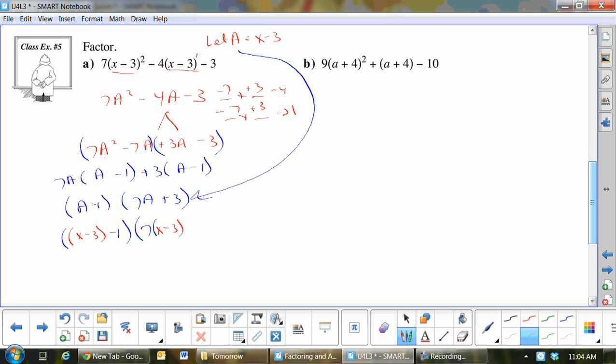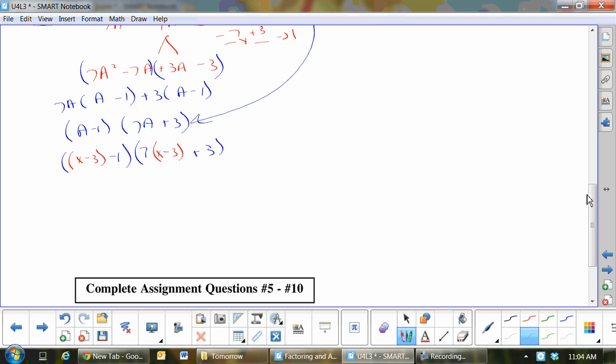Oops. I want to make this red too. Plus 3. Okay? So I started with the 7a squared minus 4a minus 3 after I did that. But now that I'm done the factoring, I can put that in. So then all you have to do now within the brackets is get the stuff together.